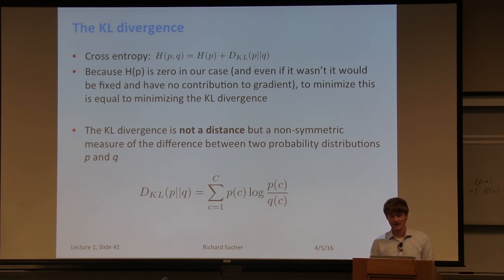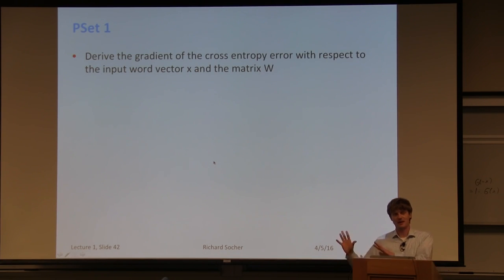And again, sometimes people mistakenly say that KL divergence is a distance. It's not a true distance, because it's a non-symmetric measure. All right. Again, it's just background. Don't worry if that was a little too fast.